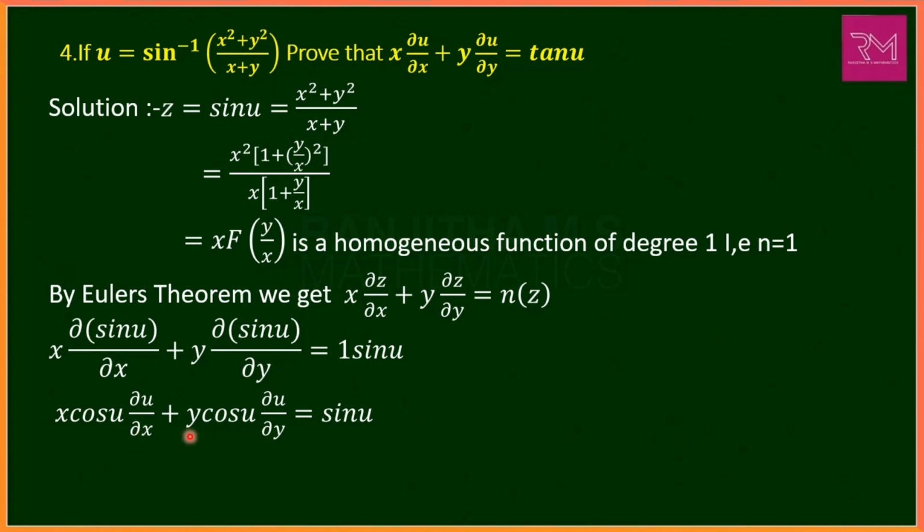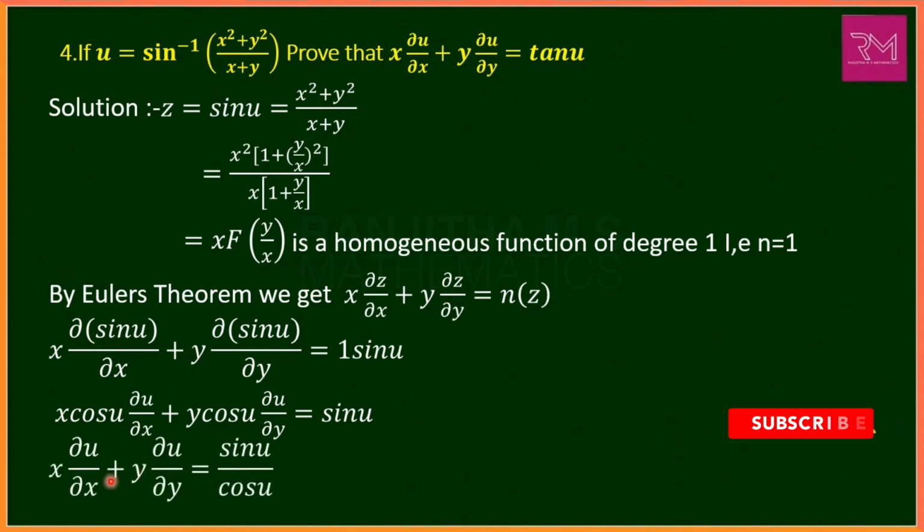Here also cos u term, here also cos u term. If we take cos u as common and that cos u goes to the right hand side, that becomes x into del u by del x plus y into del u by del y which is equal to, divided by cos u, that is sin u by cos u. We know that sin u by cos u value is tan u. Hence we can prove that x into del u by del x plus y into del u by del y value is equal to tan u.